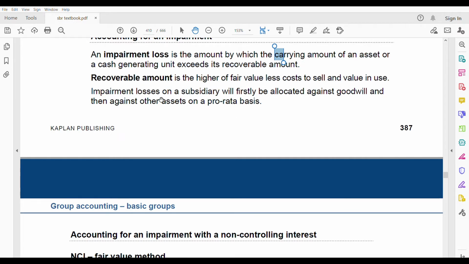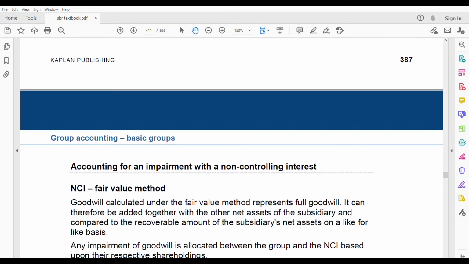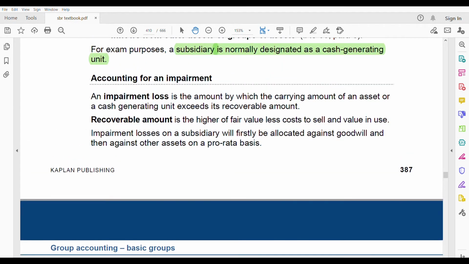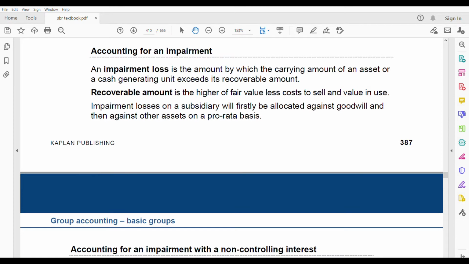How are you going to deal with the impairment loss if it's on a subsidiary? This will be first allocated against goodwill, same as how you have done for IAS 36 when allocating the impairment loss. First against goodwill, then against other assets on a pro rata basis. For how it's done on a pro rata basis, please go back and check IAS 36. It is explained in detail there.